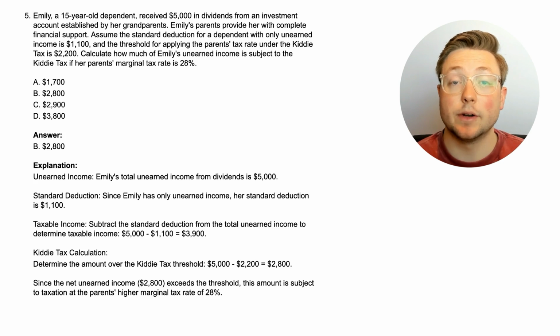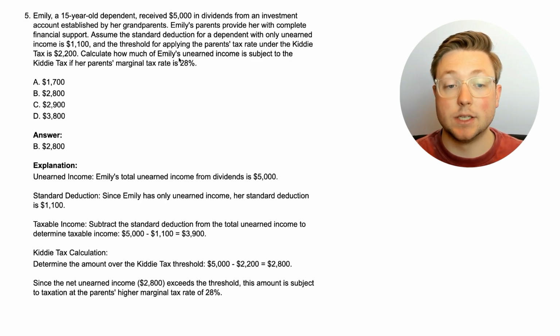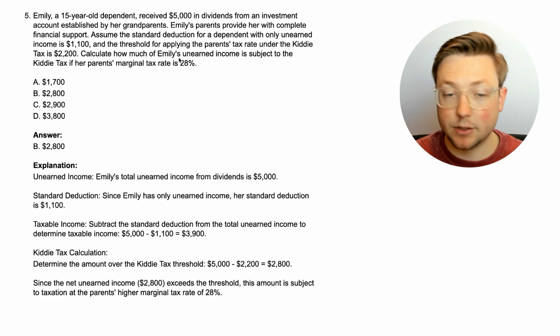Okay, so here is the answer, B, $2,800. So again, that's why I wanted you to make sure you paid attention, because it's asking how much of the unearned income is subject to the kiddie tax. It's not asking what the kiddie tax was. It's asking how much income was subject to the kiddie tax.